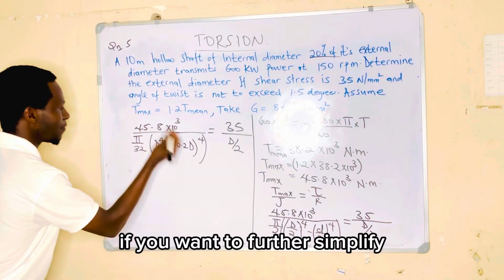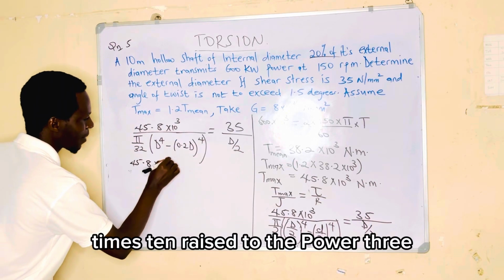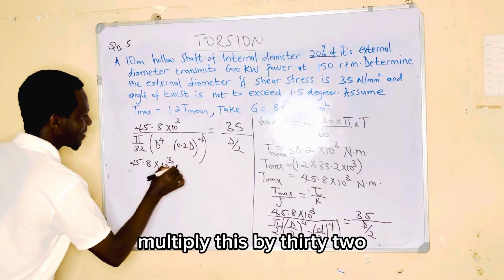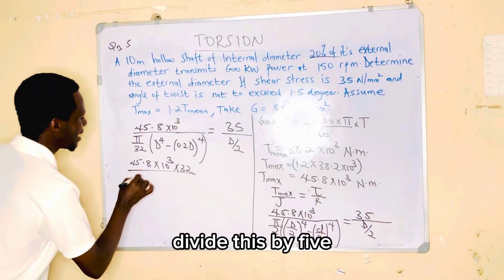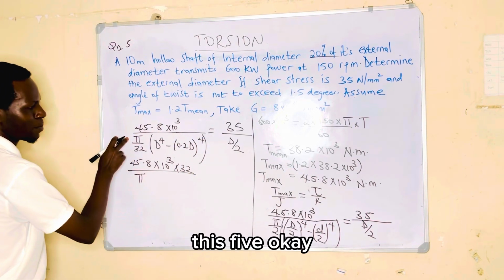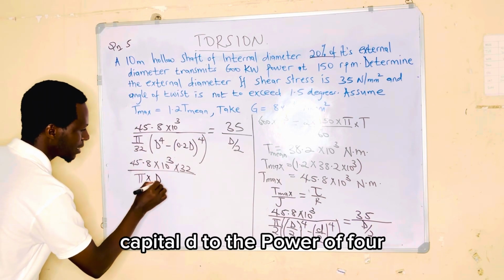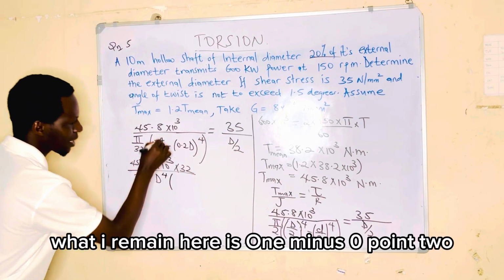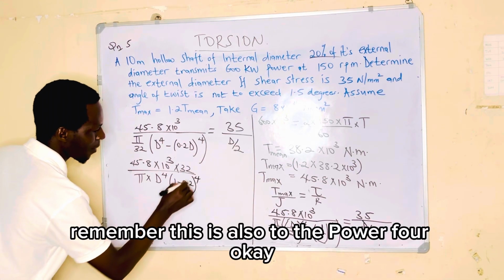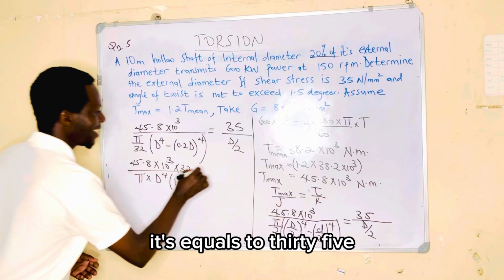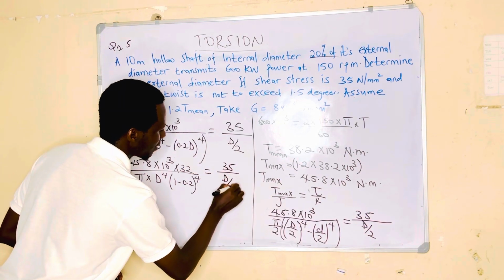Okay, if you want to further simplify, so this is 45.8 times 10 raised to the power 3. Multiply this by 32, because the 32 is in the denominator, can go up. Divide this by pi. Okay, then I can pull out the capital D to the power of 4. What I remain here is 1 minus 0.2. Remember, this is also to the power 4. Okay, is equals to 35 out of d by 2.